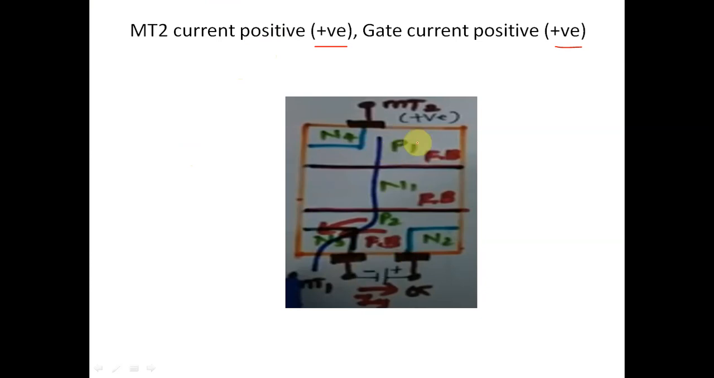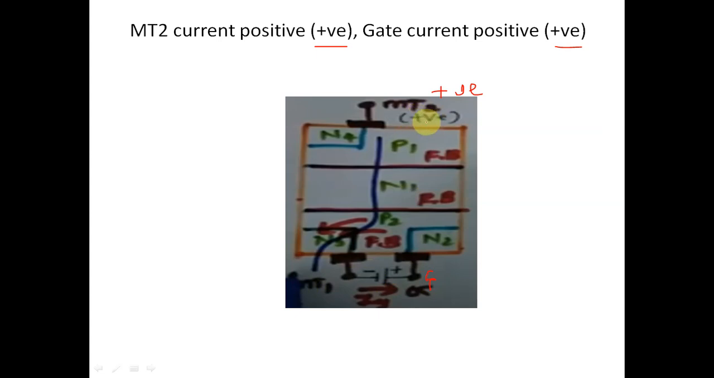Triac has this type of structure. Initially MT2 current is positive, so this terminal MT2 is the positive terminal, and gate current is positive. The voltage is applied in between MT1 and the gate. The gate has a positive terminal, so apply the positive terminal of the battery to the gate and the negative terminal of the battery to MT1. Here the MT2 is positive.